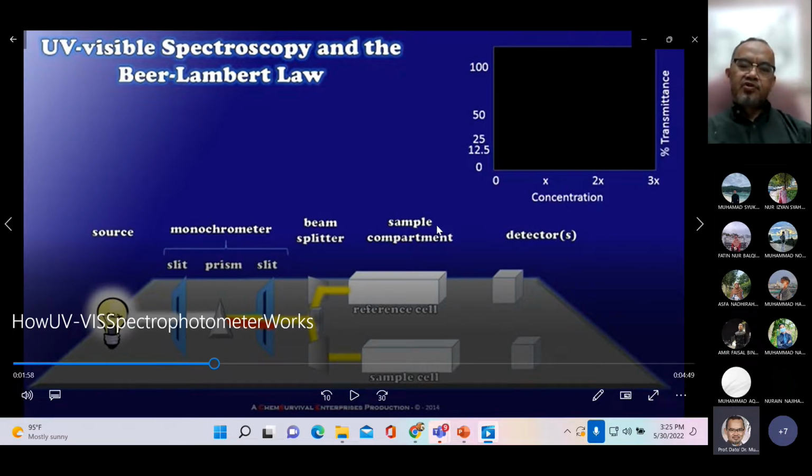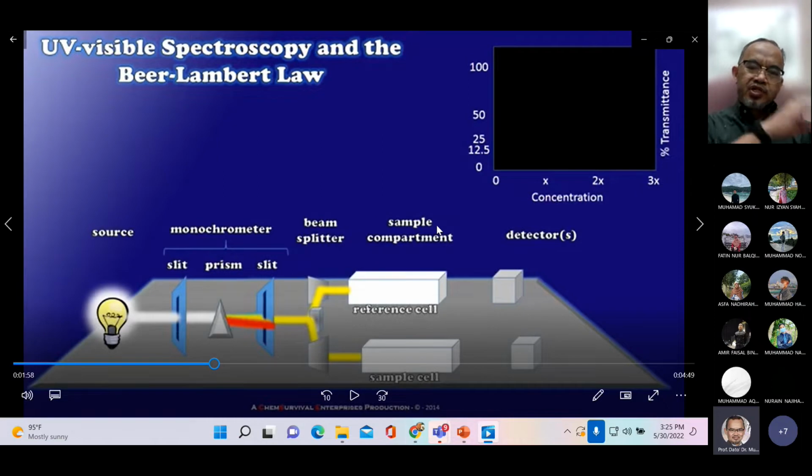Okay, before you start your experiment, you need to do the zeroing, isn't it? You need to put your distilled water in there, and then you need to do the baseline. That baseline represents that there is no signal due to the presence of the solvent alone. Dia dah zero siap-siap kan.